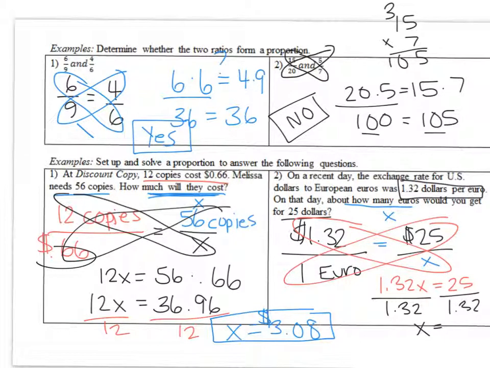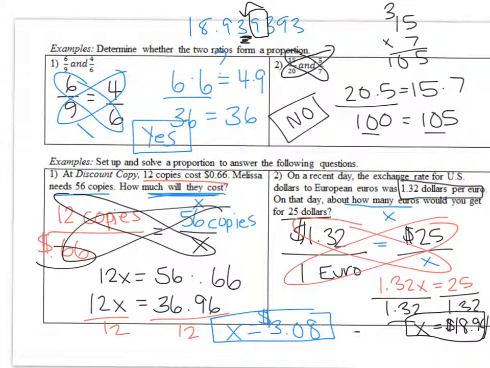So on my calculator this is what I get. I get 18.939393. It's repeating. So if I'm talking about money, I want to use 2 decimal places. So I'm going to round this to nearest hundredth. So I need to look at the 9, which tells me I need to round up. So it's money-wise, it's 18.94 euros. So I should write euros. E-U-R-O-S.